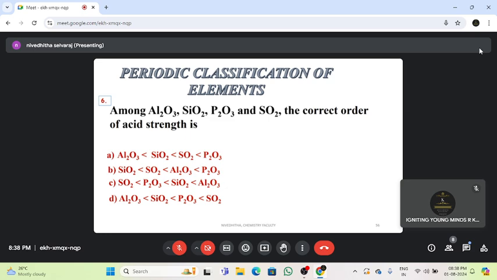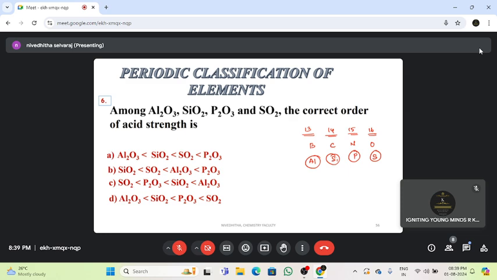For this, you have to know the positions of aluminium, silicon, phosphorus and sulfur. In the 13th group, we'll have boron, aluminium. In the 14th group, carbon, silicon. In the 15th group, nitrogen, phosphorus. And in the 16th group, oxygen, sulfur. So they are talking about aluminium, silicon, phosphorus and sulfur.